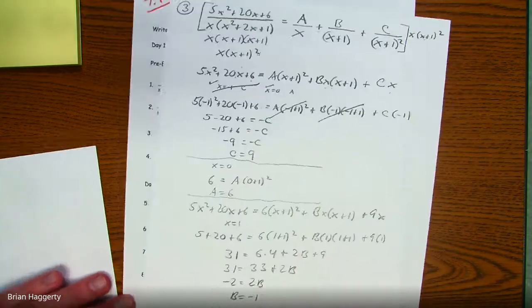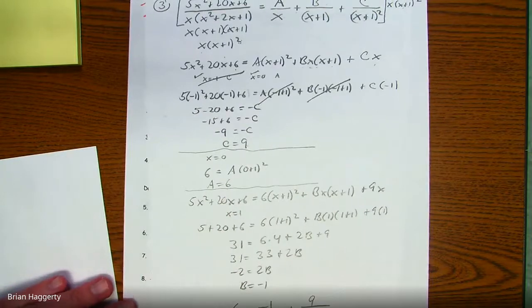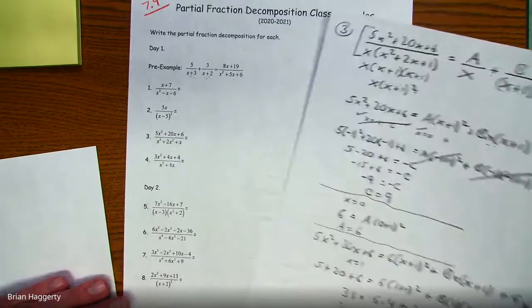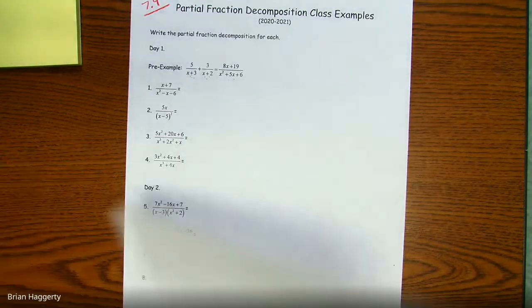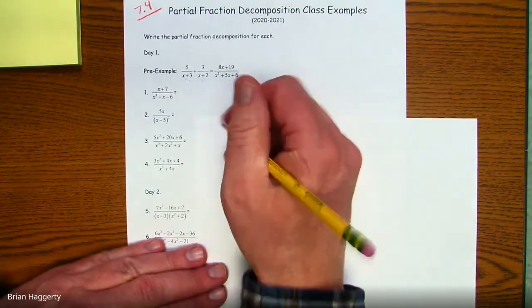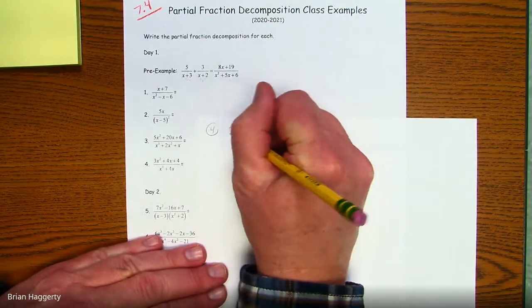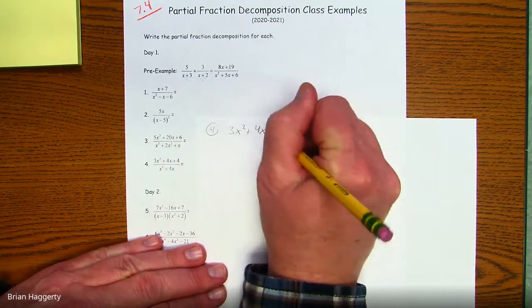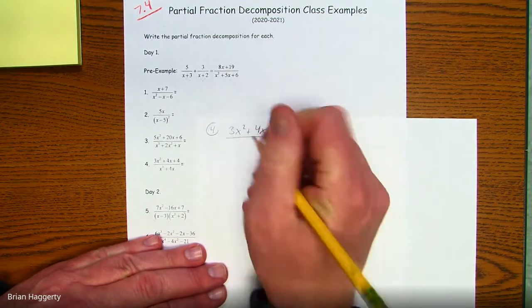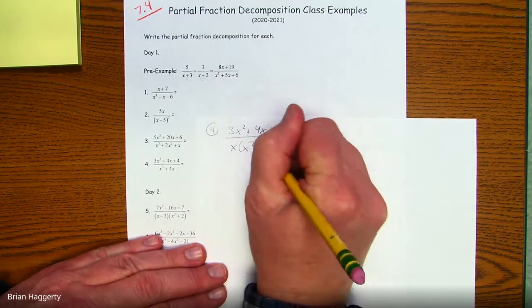And anything else before we go to number 4? All right, last example for today. Number 4. Top of the fraction, we're good. Bottom of the fraction, we need to take out an x.